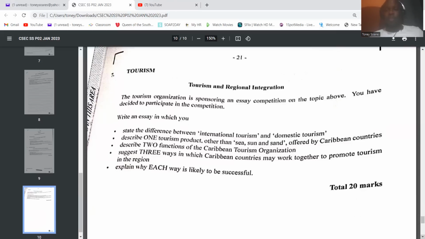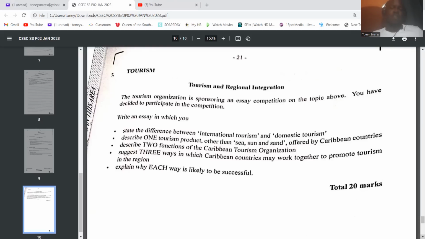While domestic tourism is a person moving within their own country for business, pleasure, leisure. More than 24 hours, but less than a year. That person would be considered a tourist. So that's the difference between international tourism and domestic tourism. All right, so international is outside of your geographical area, while domestic is within your own country or area.